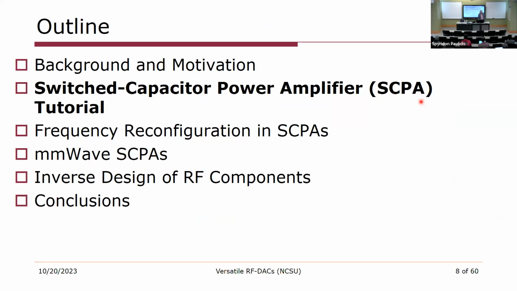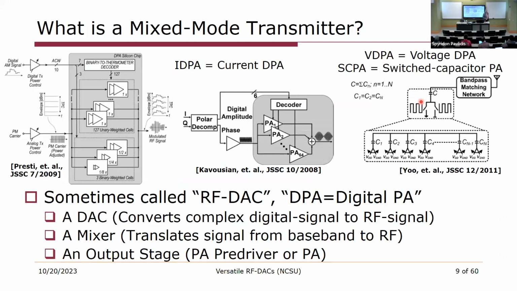So with that, I'm going to show a switch capacitor power amplifier, which is really a mixed mode transmitter. And so what is a mixed mode transmitter? If we look at a mixed mode transmitter, we have on the left two examples of current mode digital power amplifiers. And what these essentially are banks of current cells that can be enabled or disabled by some decoder. If we turn more of the cells on, we can output more current and hence more power. If we turn more of the cells off, we can reduce the power. So we have a proportional control of the output power that's achieved by controlling quantized digital current levels.